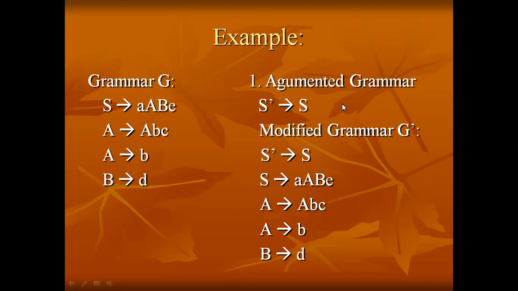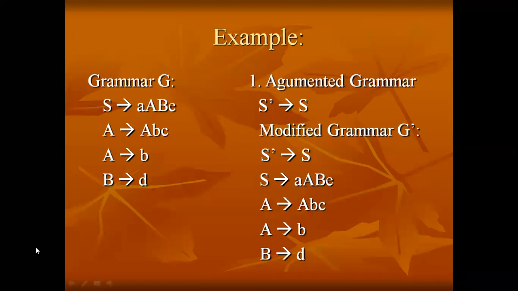After forming the augmented grammar, the grammar becomes the modified grammar G dash. Now, along with this augmented grammar production rule, we need to write the remaining rules from the grammar G. That means S dash tends to S, S tends to AABE, A tends to ABC, A tends to B, B tends to D, right? How many rules do we have in G dash? 5 rules. We have 5 production rules in the grammar G dash, right? Step number 1 is completed just by forming the augmented grammar. Now, what is step number 2?